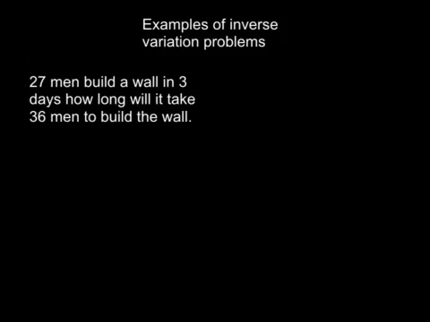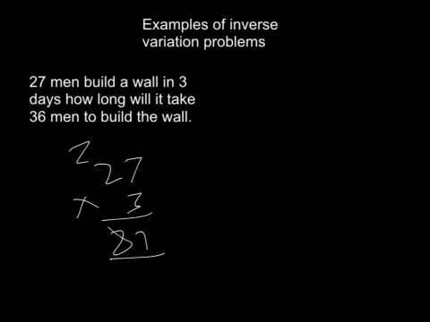27 men build the wall in 3 days. How long will it take 36 men to build the same wall? So we have to find how long it will take for one man to build the wall. So we do 27 into 3. 3 into 7 is 21. Carry over the 2. 3 into 2 is 6. It takes 81 days for one man to build the wall.